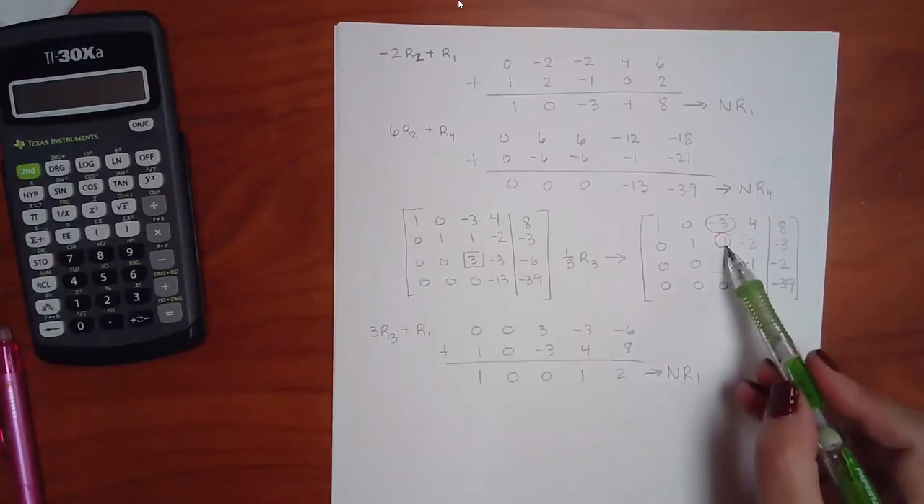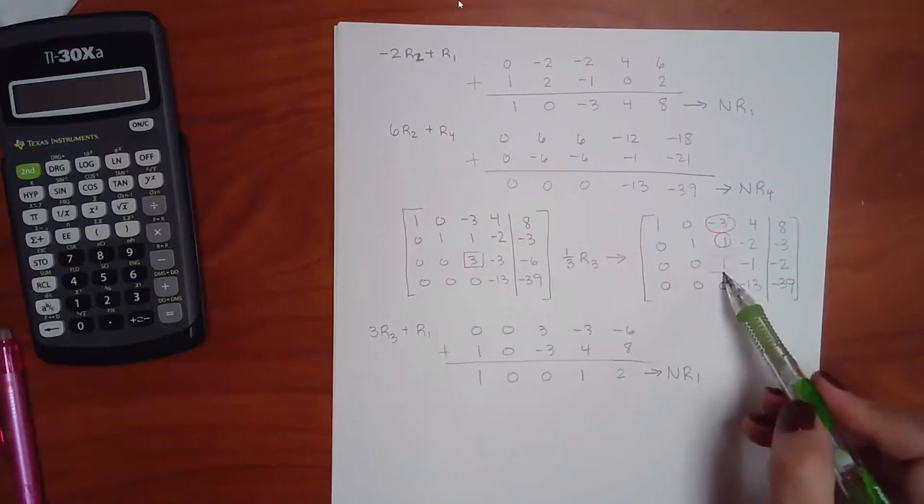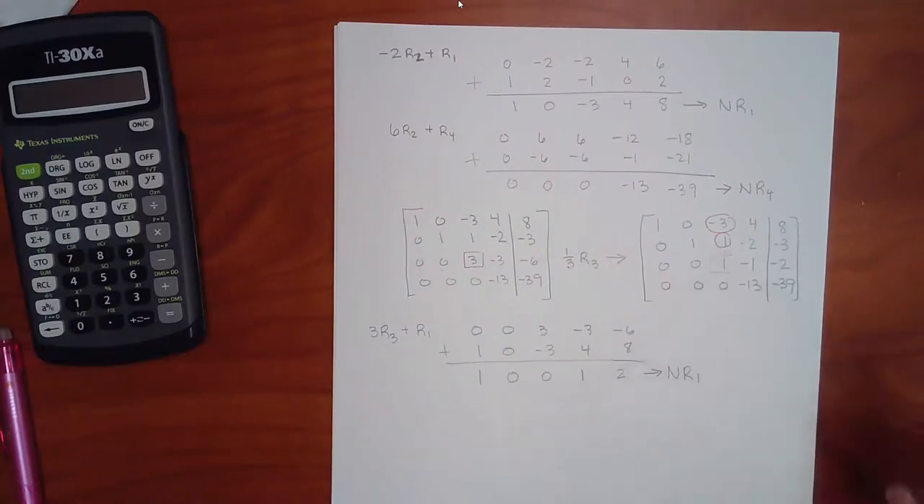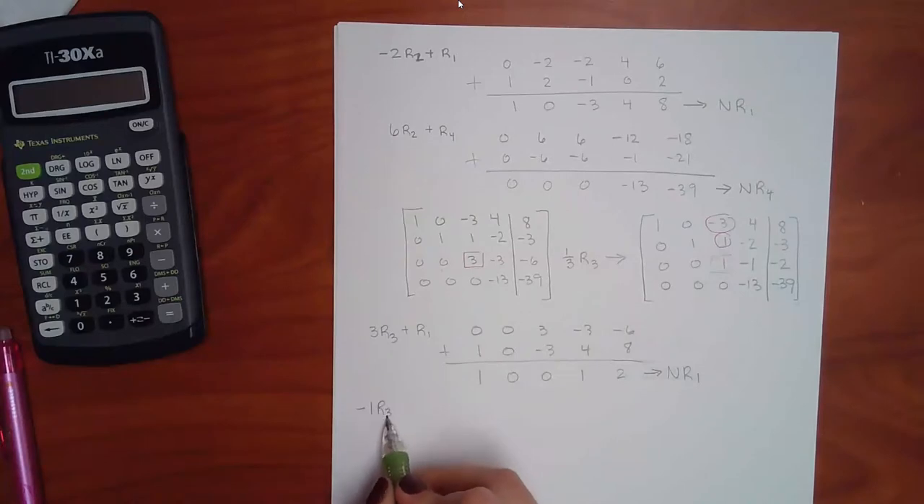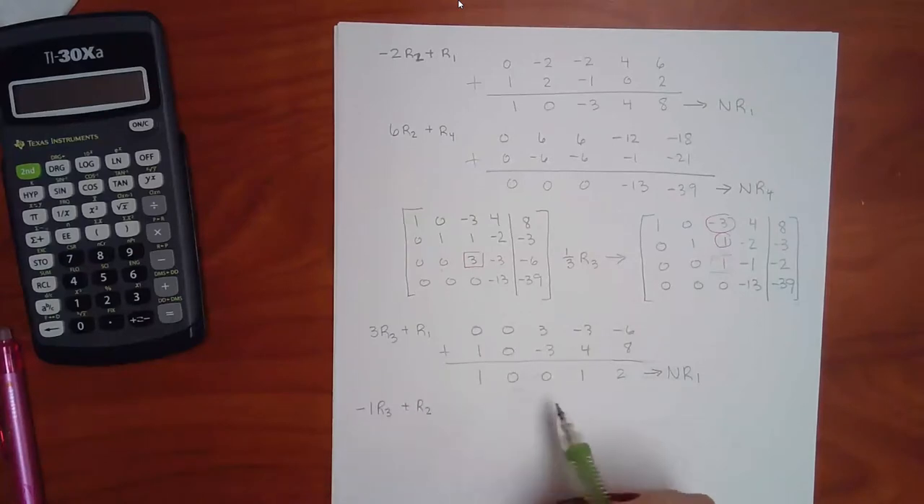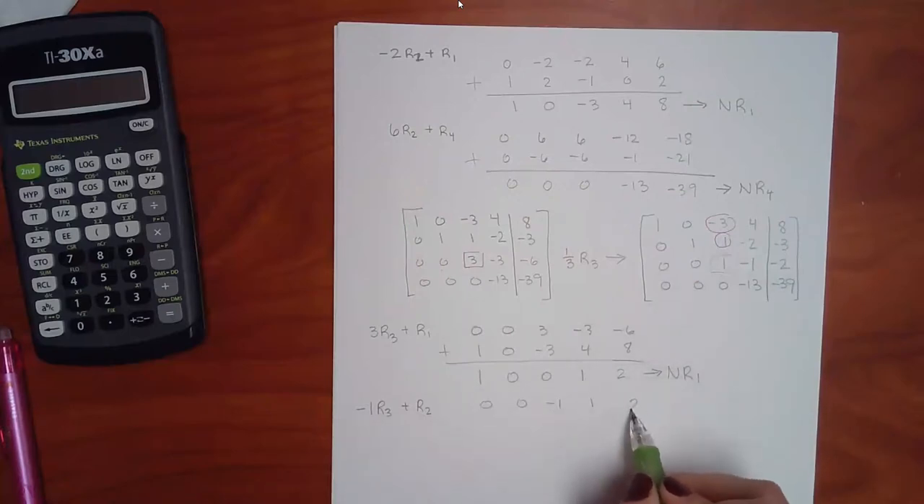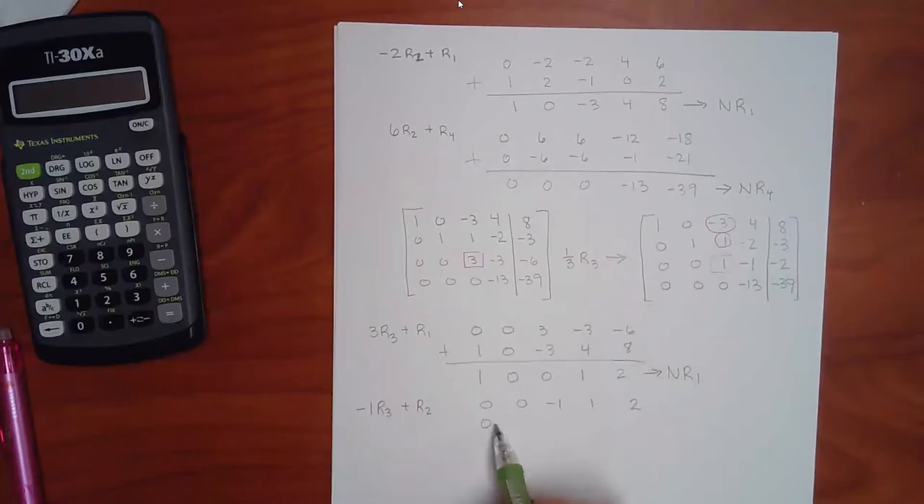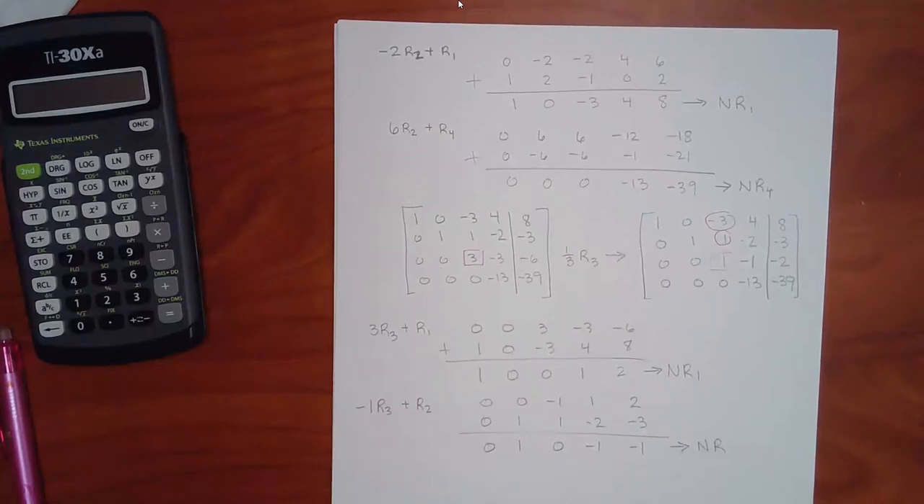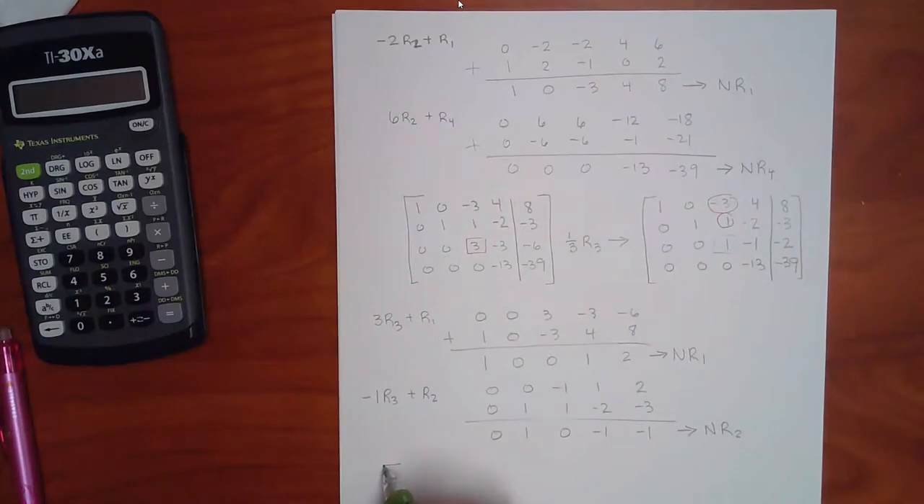Now here, what does this guy need to turn into to eliminate that? This should be a negative 1, right? And then it will eliminate the positive 1. So I'm going to do negative 1 times row 3 and add row 2. So all these guys times a negative 1. 0, 0, negative 1, positive 1, positive 2. And then row 2 goes underneath it. So I get 0, 1, 0, negative 1, negative 1. And that's going to be my new row, what? 2.